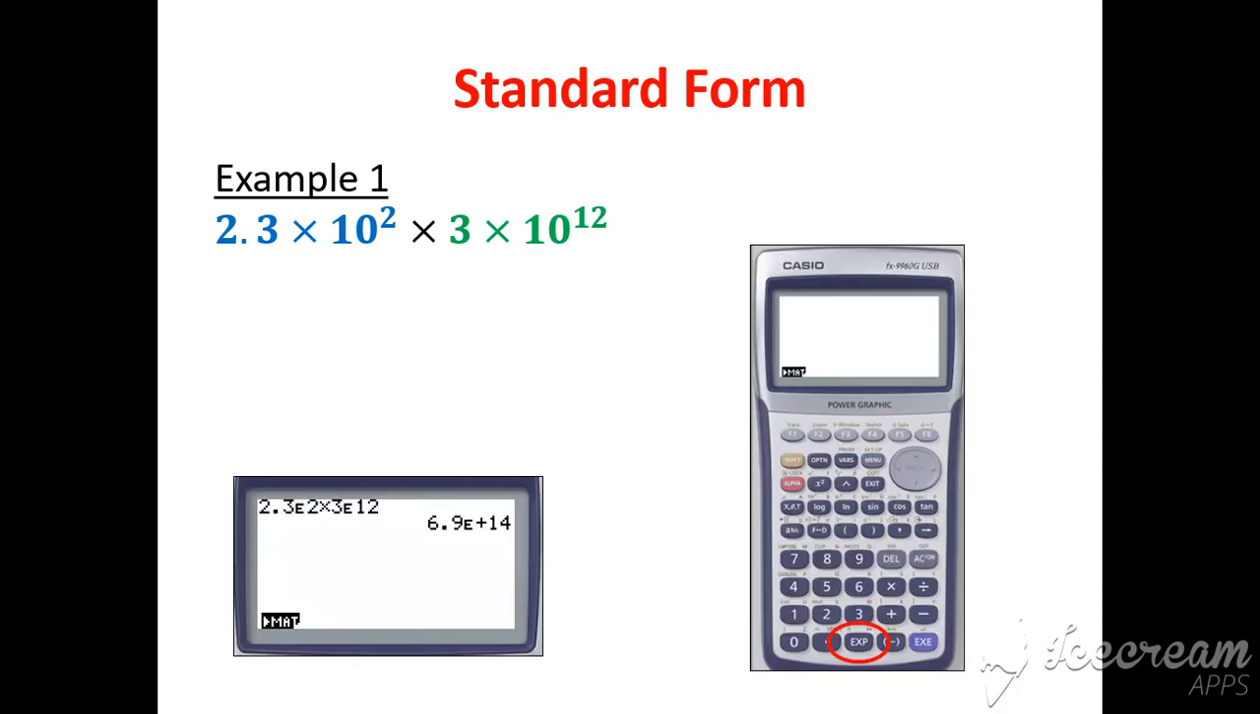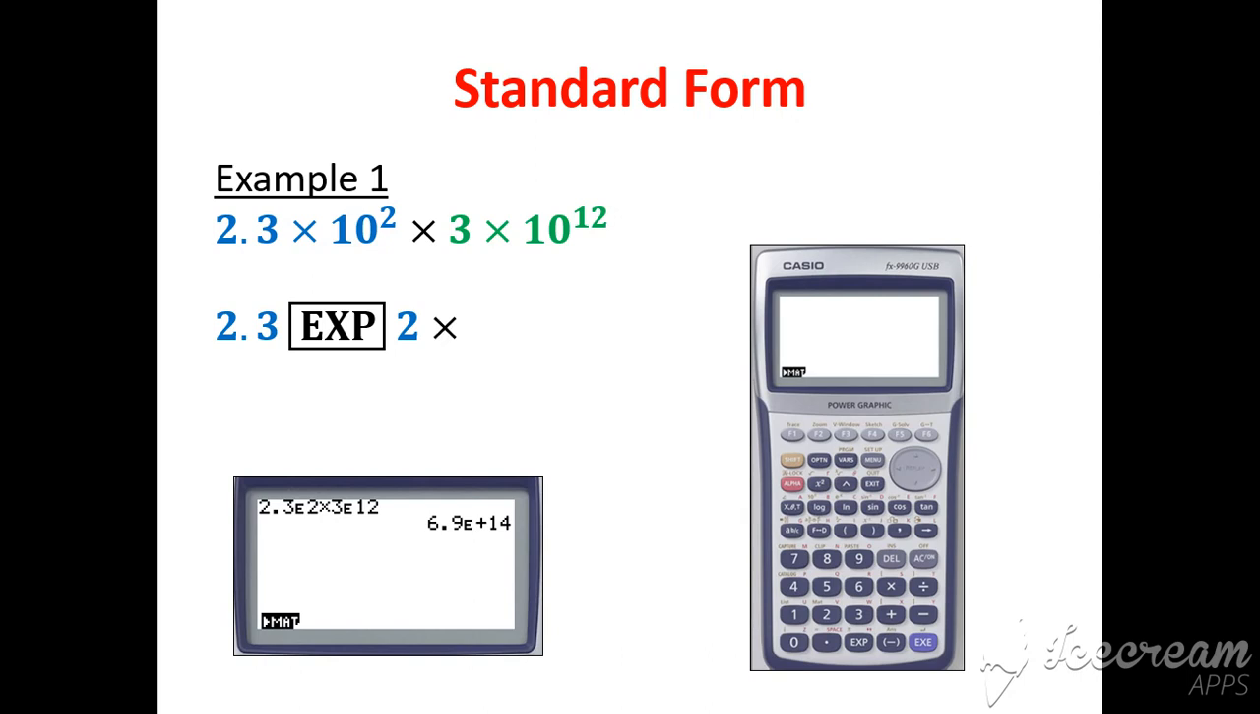If you're using the graphics calculator, the Casio, let's show you what you would do on this. This is what it will look like on your screen, and let's show you what you're going to punch in. So you're going to type in 2.3. Now you're going to push the EXP button, which is your standard form or scientific notation button, and it does the times 10 to the power of something. Now you just need to type in power of 2.